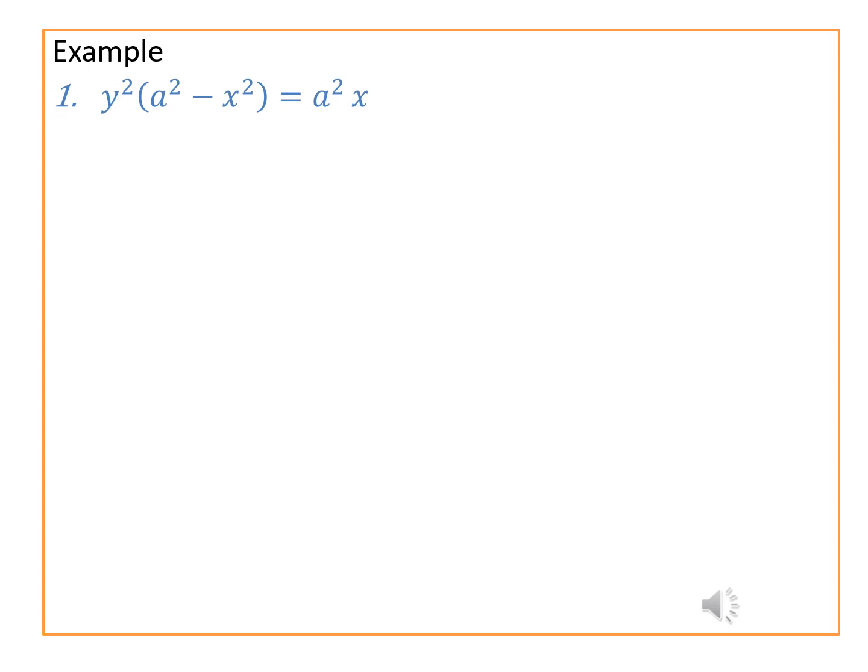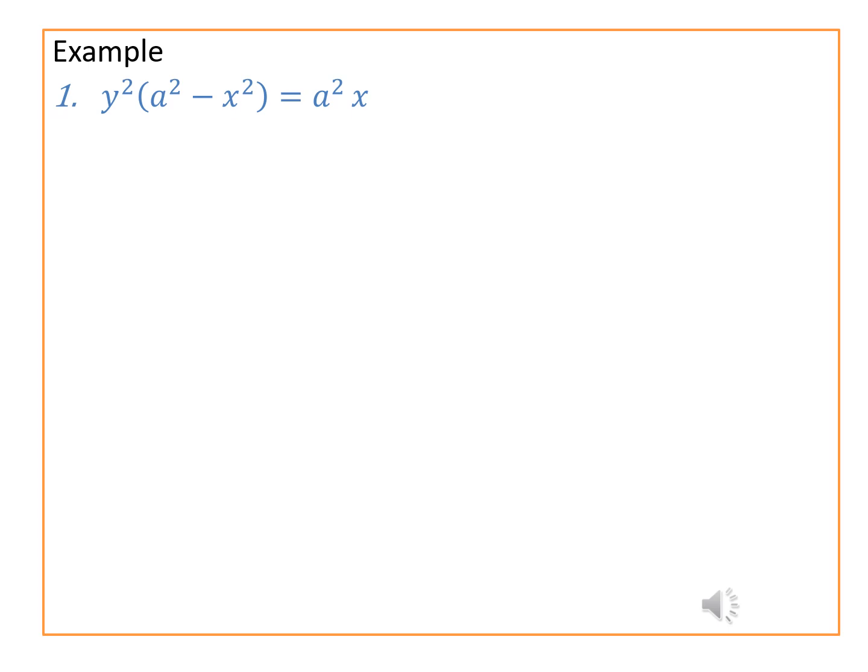Let's understand this concept through an example. Take the first example: y square into (a square minus x square) is equal to a square x. To find the region of absence, first we have to find out whether this equation is solvable for x square or y square.